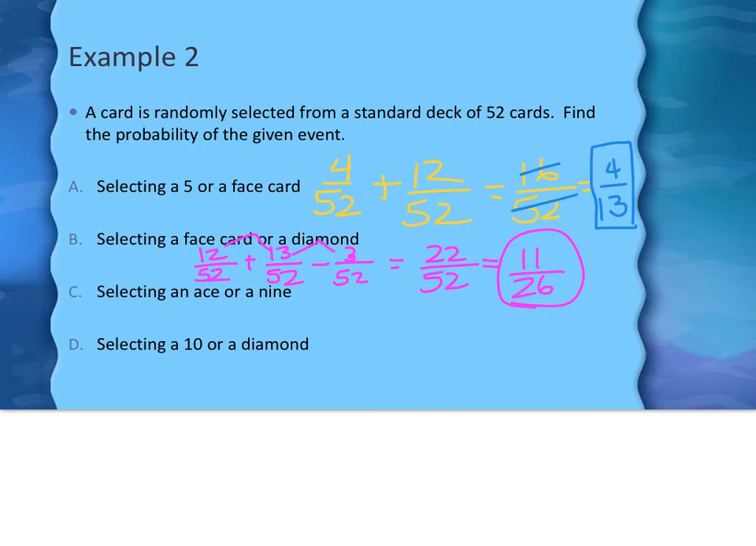Questions so far? Yep. Correct. It literally has to have a face on it, so it's a person. So it's the jack, the king, and the queen.